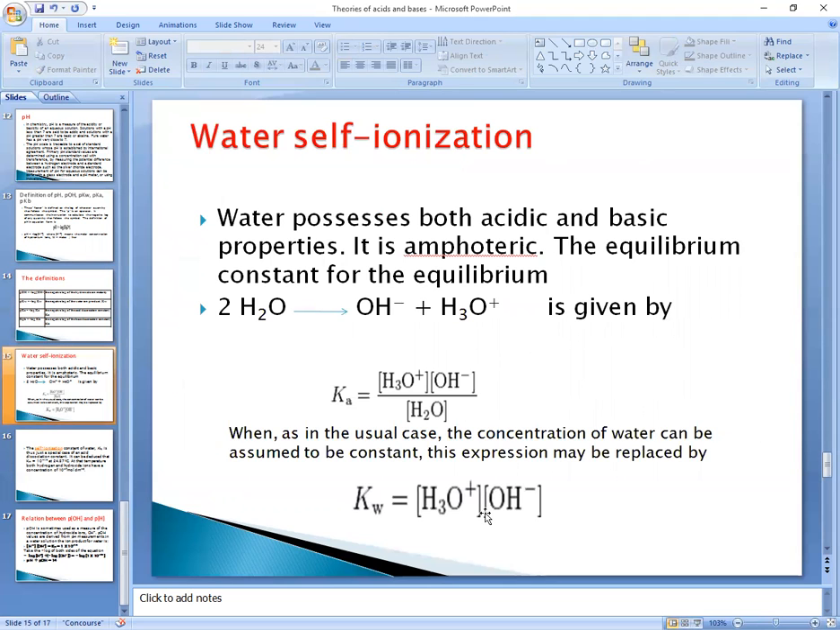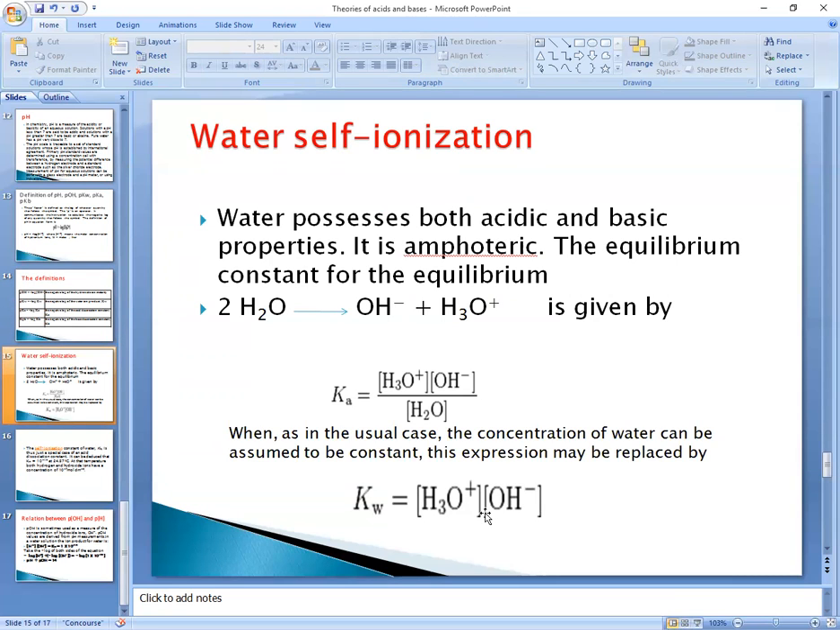Now in this section we have water self-ionization. How does the self-ionization of water occur? Water self-ionization means that if the ionization involves only water molecules, that is said to be self-ionization. One water molecule ionizes another water molecule, and this is rarely done.